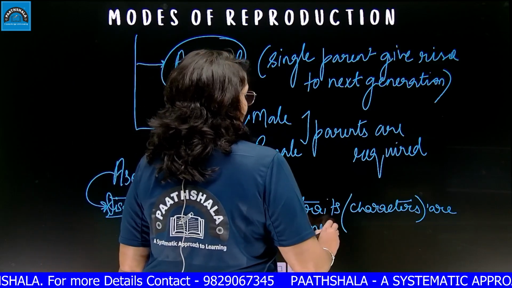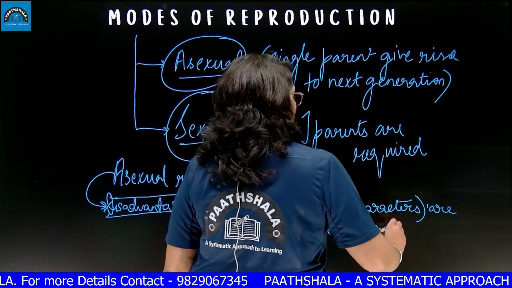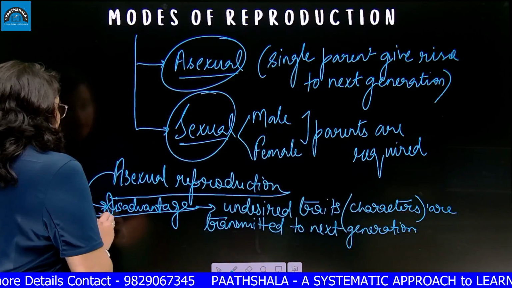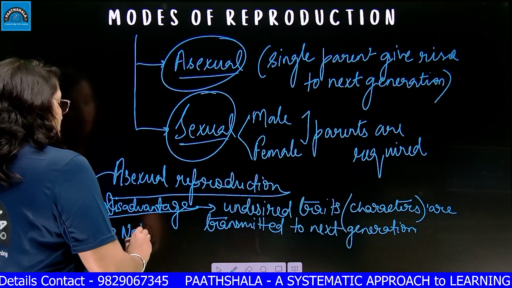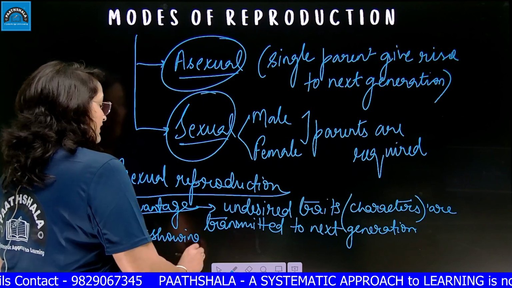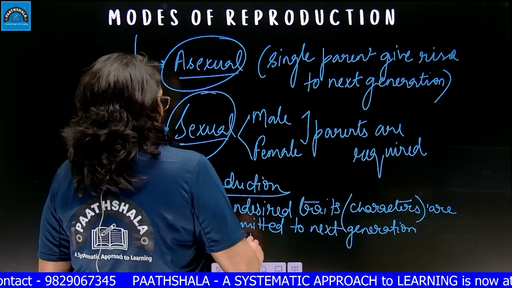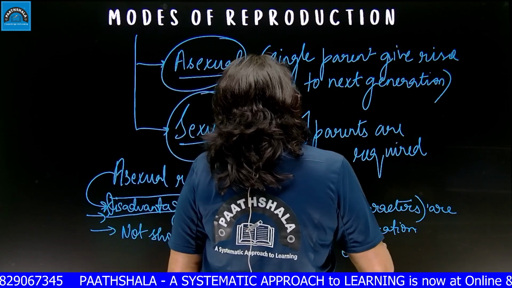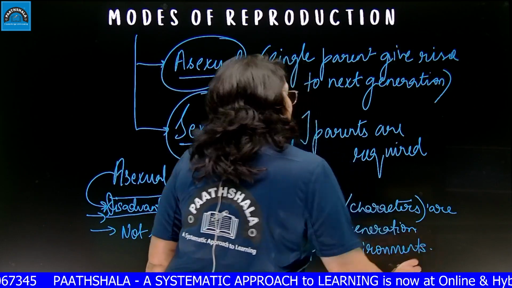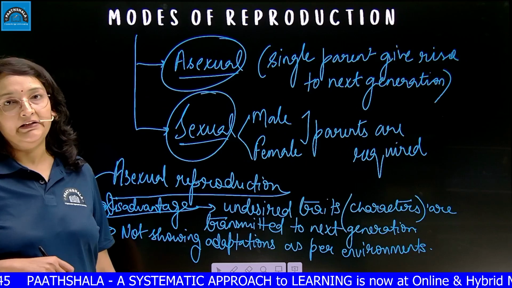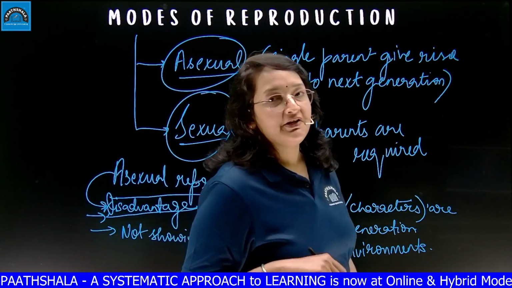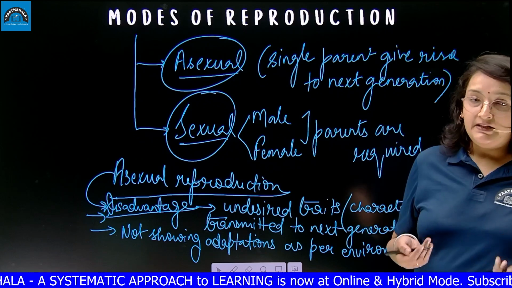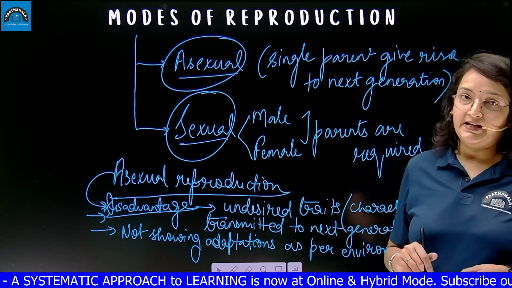One more point you have to remember as a disadvantage of asexual reproduction is that these organisms are not showing adaptations as per the environment, because they are getting exactly the same genes from the parent. They do not have any variation, any adaptation that they can accumulate themselves as per the changing surroundings. So that is one disadvantage with asexual reproduction.